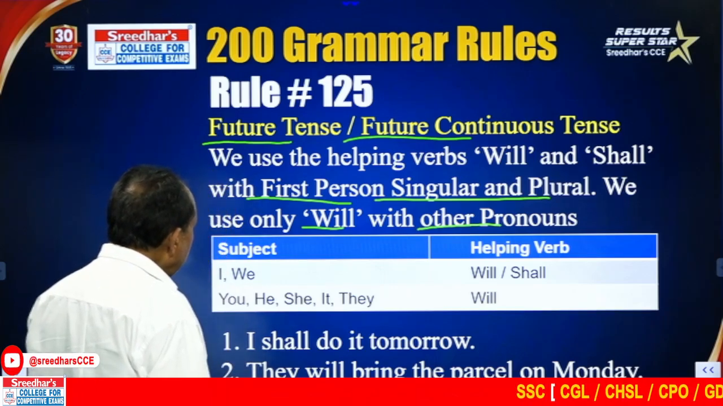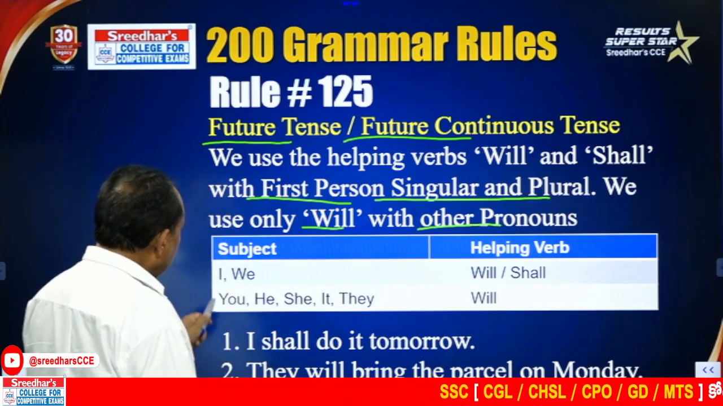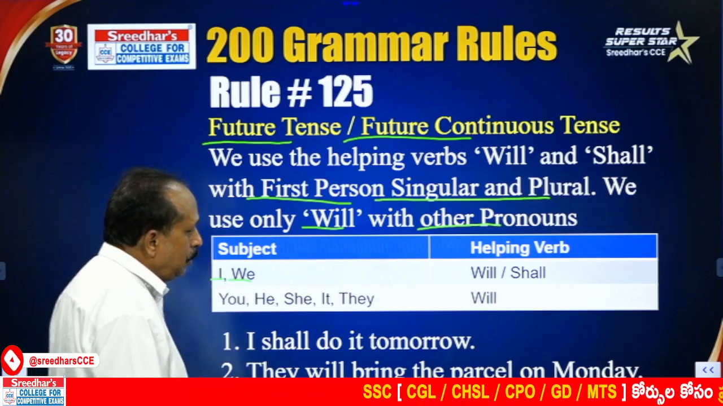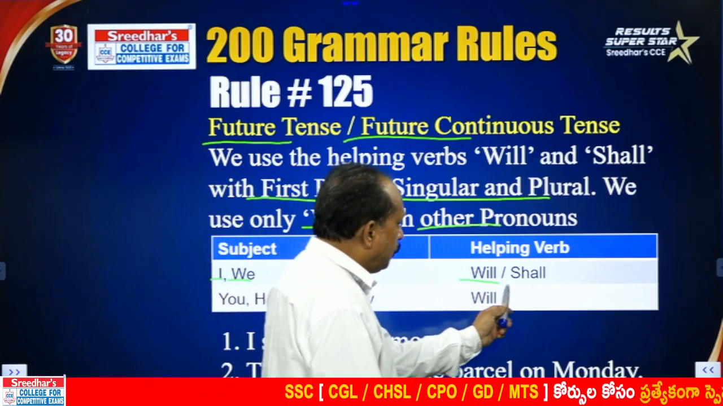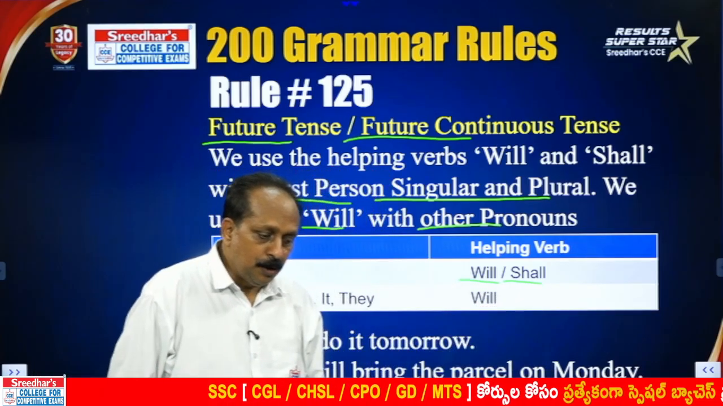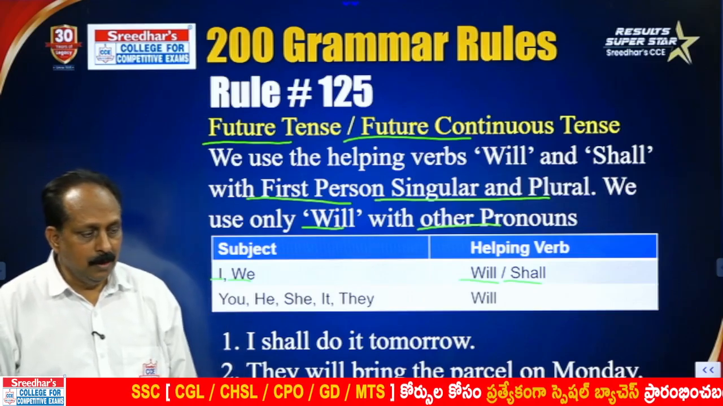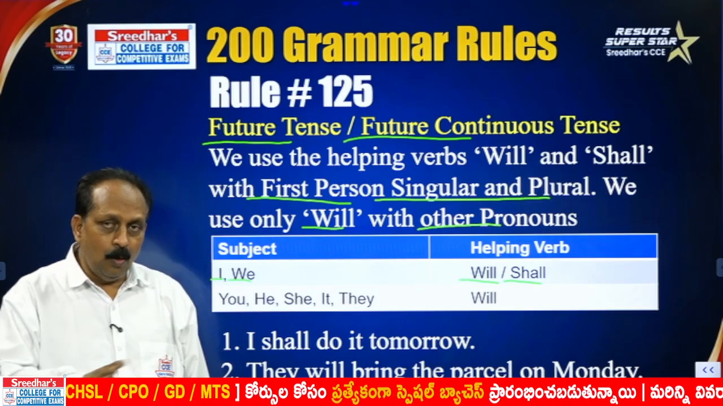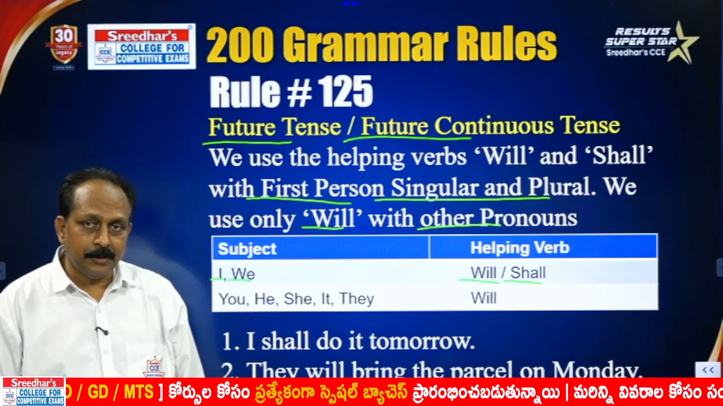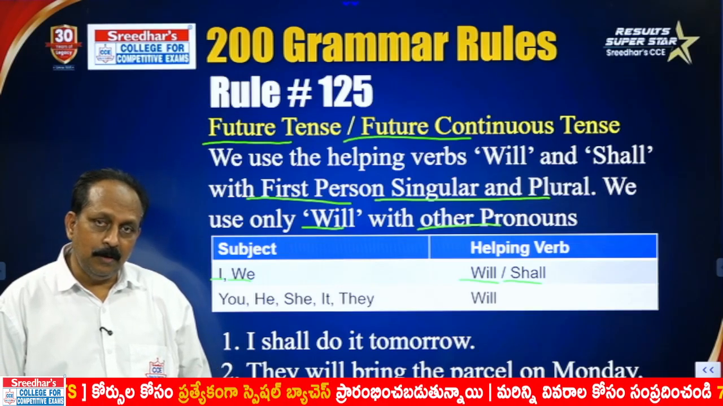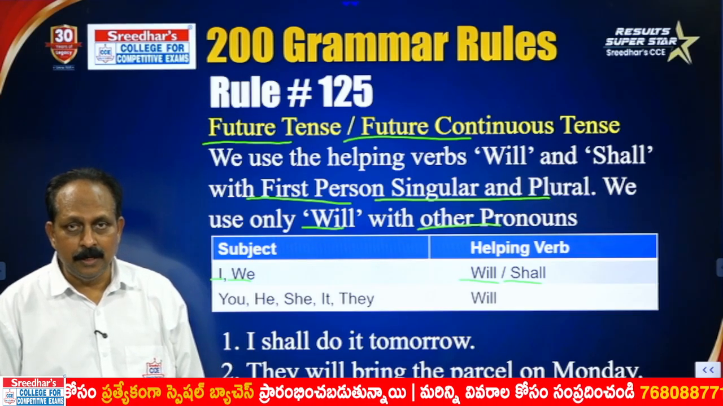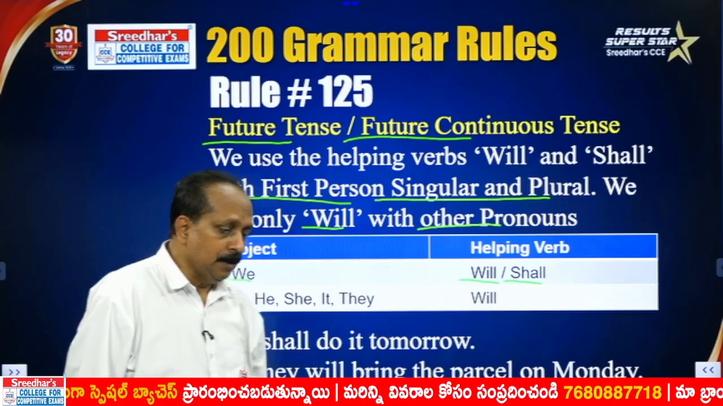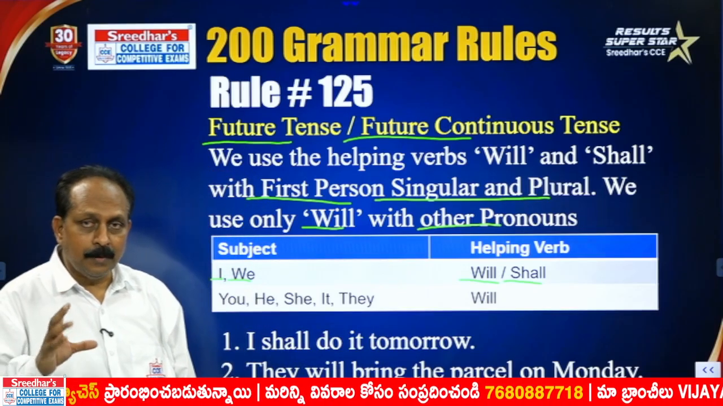If the subject is I or we, first person singular, first person plural, we can use will or shall. I will come tomorrow, I shall come tomorrow. Some students think will means definite, shall means not definite. There is no difference if you are talking about future action. There is no difference between will or shall. Both mean the same. But they have other functions, then the definite concept comes into picture.